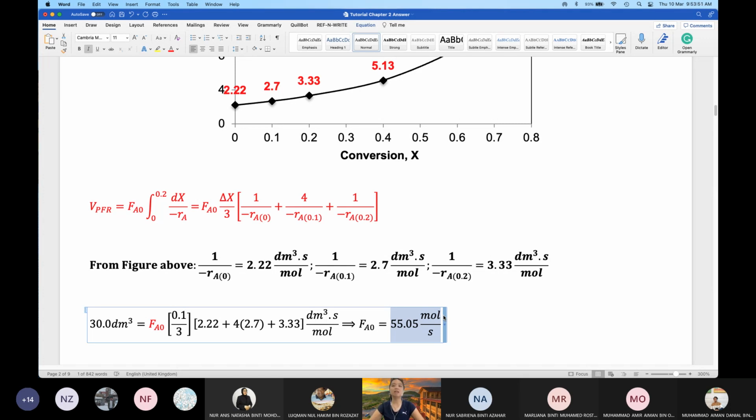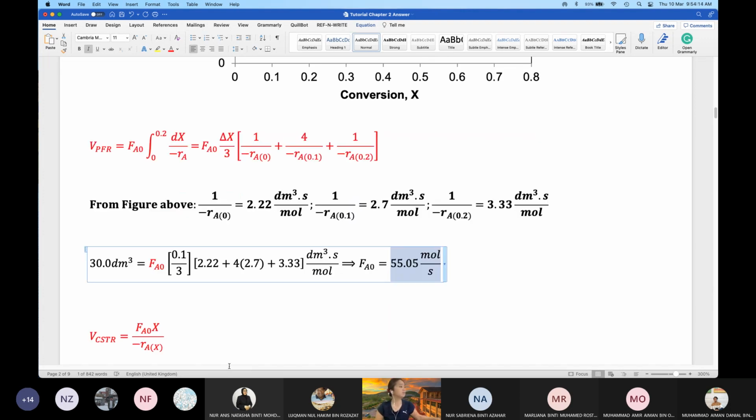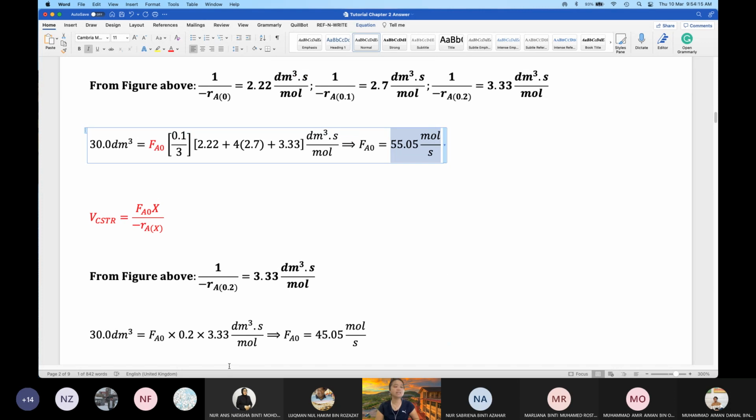Tapi part yang don't make mistake yang kalau guna plot, nilai itu adalah 1 per minus RA. So kamu straight away guna nilai tu, jangan bahagi dah. So macam kalau student confused bila guna plot, bila guna table. Kalau table nilai dia minus RA. Kalau plot 1 per minus RA. So don't forget and confuse that part. Okay, so next question. CSTR.